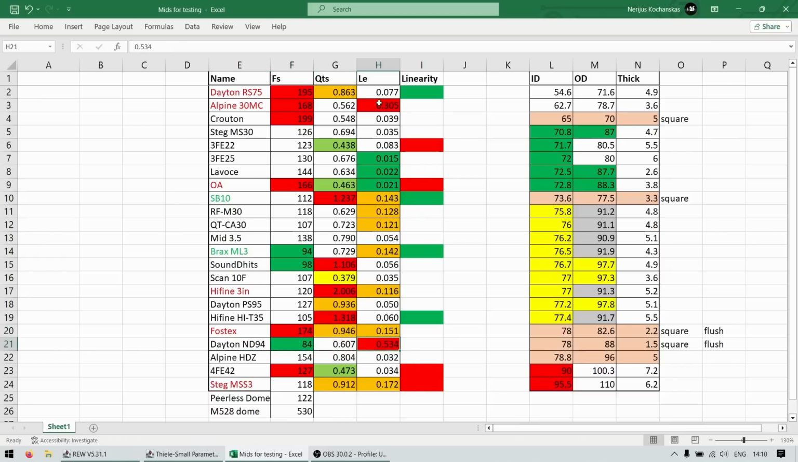Now again, high LE doesn't necessarily mean a bad thing, because a high inductance coil can, in theory, handle much more power. The others that really stand out are the ones that have the lowest inductance, which is 0.01 or 0.02. From these, the ones that stand out are the Fatal Pro 3FE25, the legendary, that we know is a full range driver. It can play all the way up to 20K. And these, La Voce and One Audio.